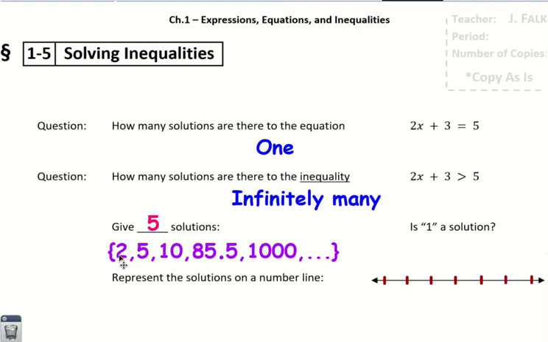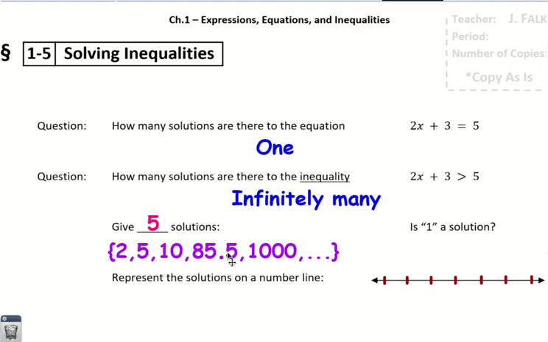So 2 is a solution, 5 is a solution, 10 is a solution, 85.5 is a solution, 1,000 is a solution, and obviously there's plenty more, infinitely many more. If you plugged in 2, 2 times 2 plus 3 is bigger than 5. 2 times 5 plus 3 is greater than 5. 2 times 10 plus 3, 2 times 85.5 plus 3, 2 times 1,000 plus 3, all kinds of numbers that are solutions.